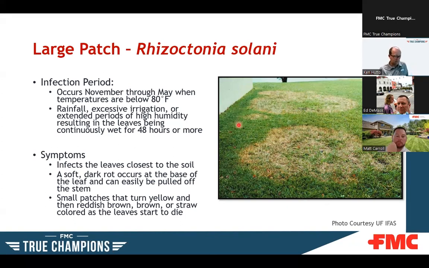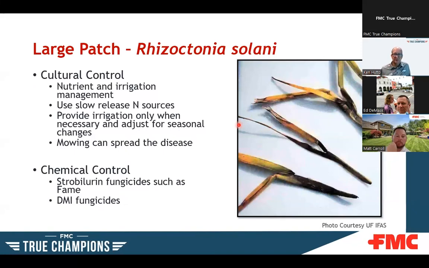The recommendations for timing of treatments depend on the turfgrass type. If you're dealing with St. Augustine grass, once soil temperatures get around 80 degrees or start to drop below 80 degrees, that's your trigger to make those applications in the fall. For zoysia grass, the recommendation is 70 degrees. Again, nutrient management and irrigation are a big thing. Mowing can spread the disease, so if you're in a disease area, you may want to think about collecting leaf material if you're mowing. There are some good strobilurin fungicides out there, such as FAME, for large patch control as well.